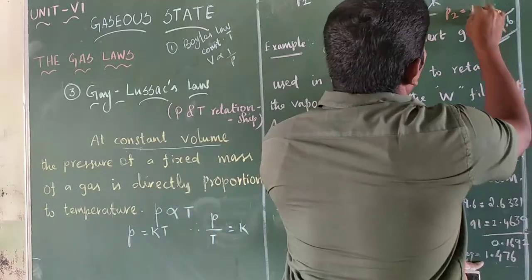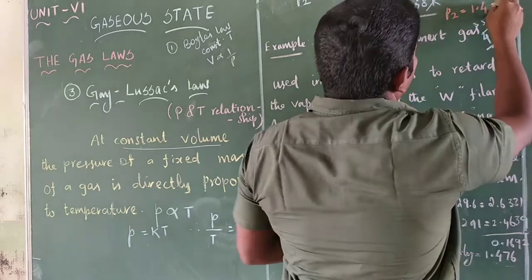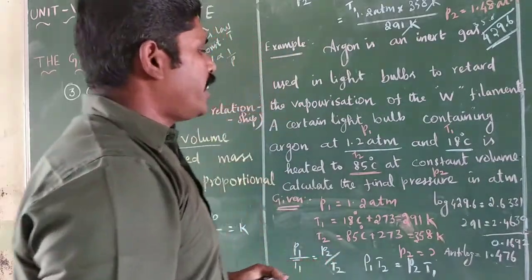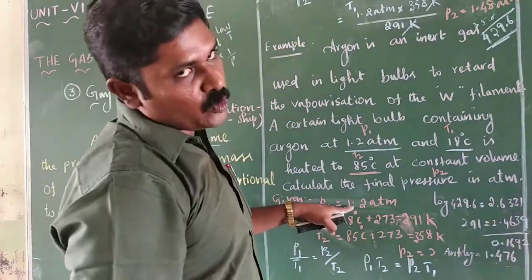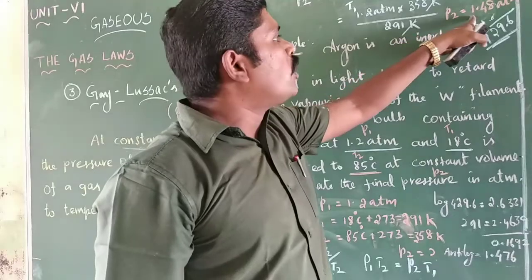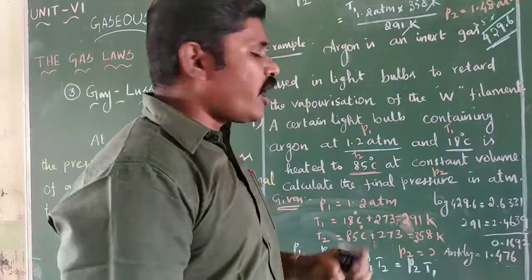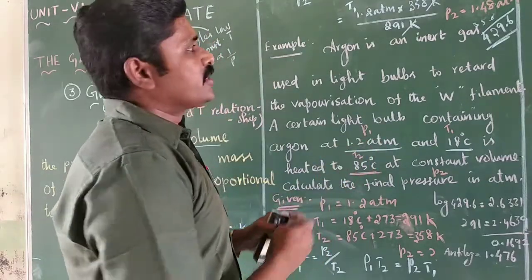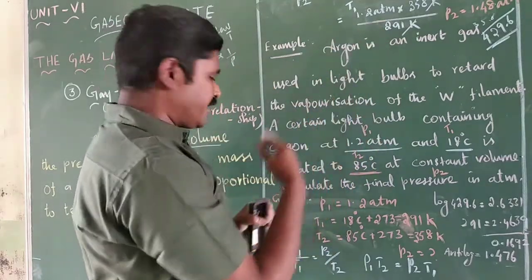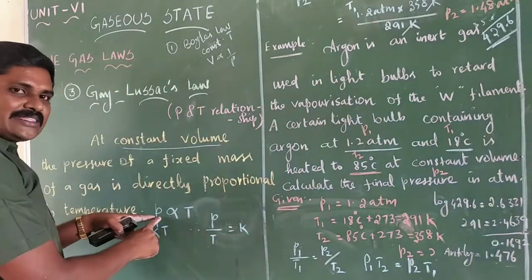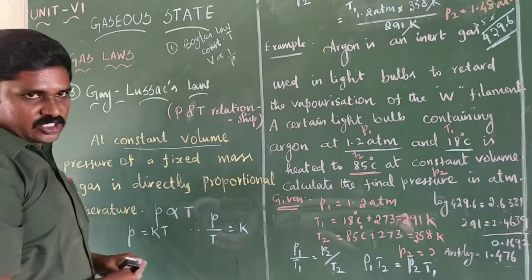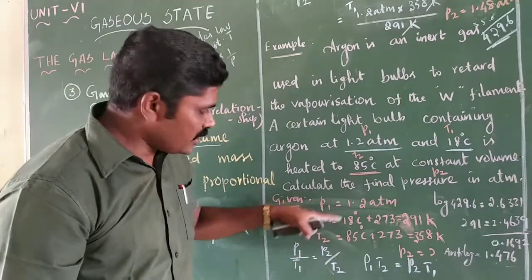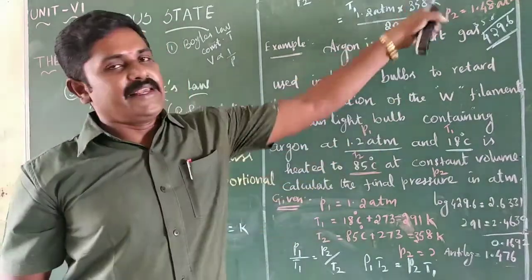So P2 is equal to 1.48 atm. The P1 value is 1.2 atm and the P2 value is 1.48 atm. According to Gay-Lussac's law, as the temperature increases, the pressure also increases. The pressure is directly proportional to temperature.